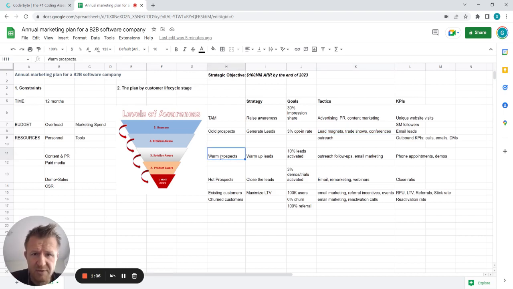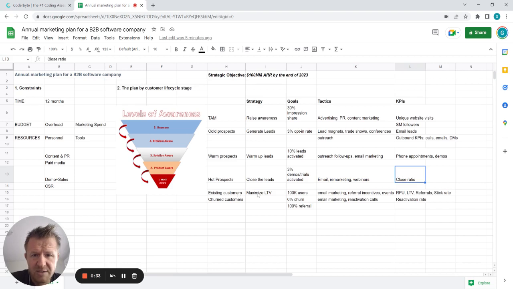For the warm prospects, we want to warm up those leads, and let's say we're going to aim for 10% of the leads activated into appointments and demos, which are our KPIs. And we're going to use follow-ups for outreach as well as email marketing. Then hot prospects, we got to close the leads. And let's say we're going to aim again for 3% of the demos and trials activated into paying customers. We're going to use email remarketing, as well as potentially educational webinars. And we're going to track the close ratio.